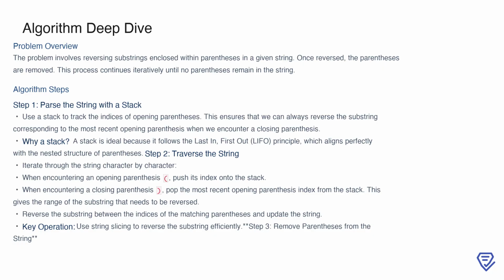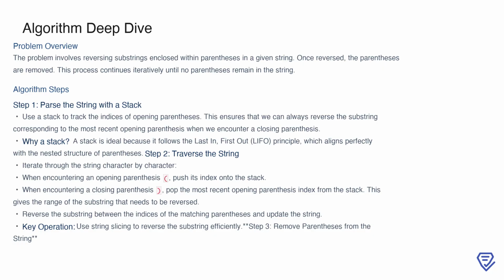Why use a stack? It's because of its last-in, first-out principle, which is perfect for handling nested structures like parentheses. As we traverse the string, whenever we encounter an opening parenthesis, we simply push its index onto the stack. When we encounter a closing parenthesis, we pop the most recent opening parenthesis index from the stack. This gives us the range of the substring that needs to be reversed.